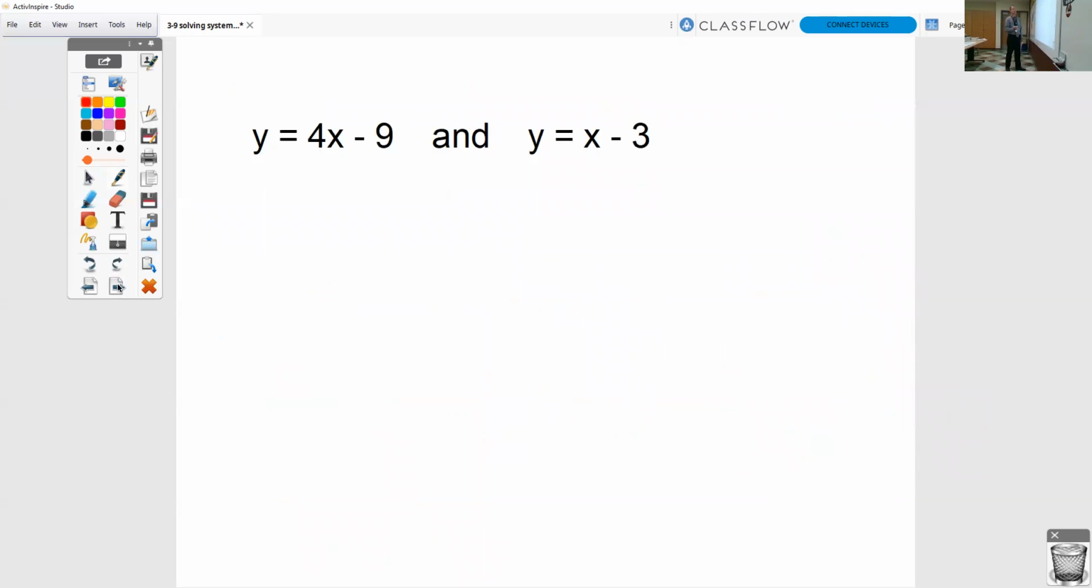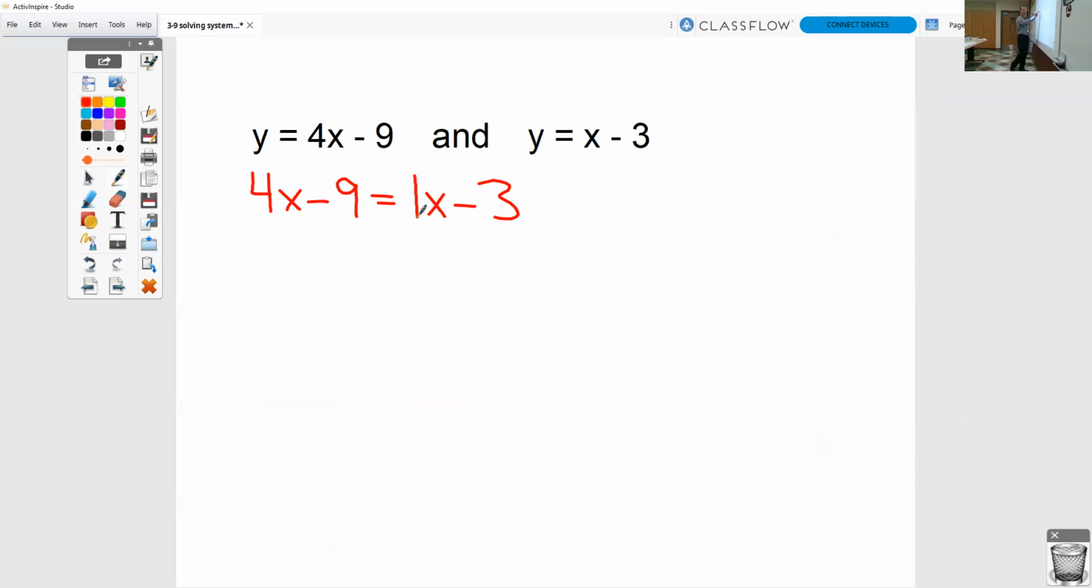y equals 4x minus 9 and y equals x minus 3. Again, we want to set those two equations equal to each other. So I'm going to have 4x minus 9 equals x minus 3.